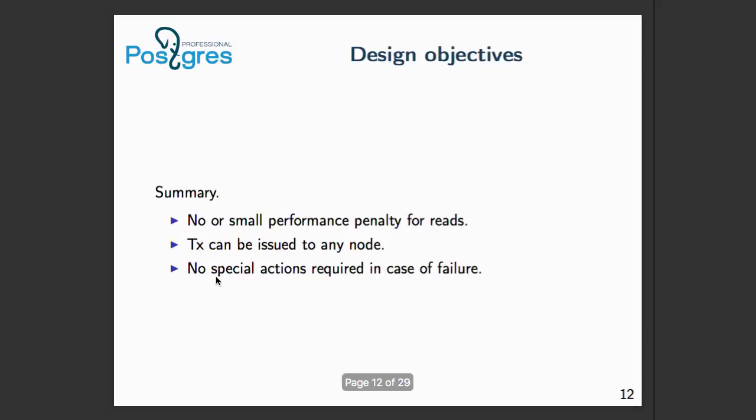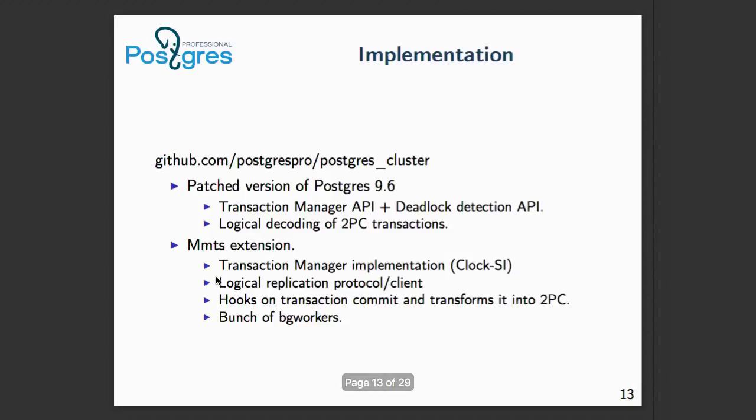I'll show it actually. So, summary: no or small penalty for reading transactions. We can write to any node, and in case of failure, while a majority of nodes is alive, we can proceed.